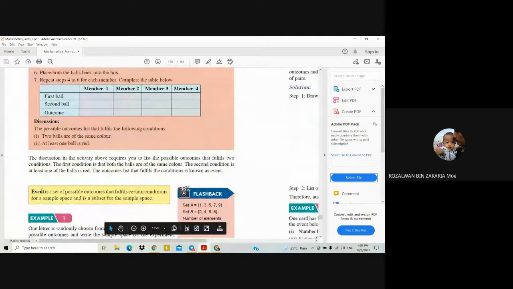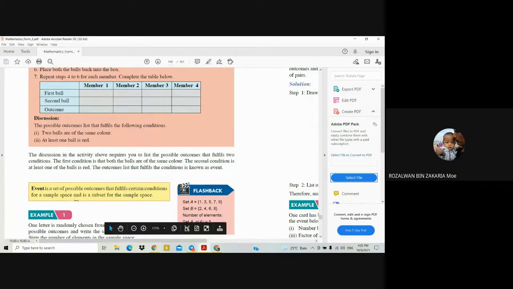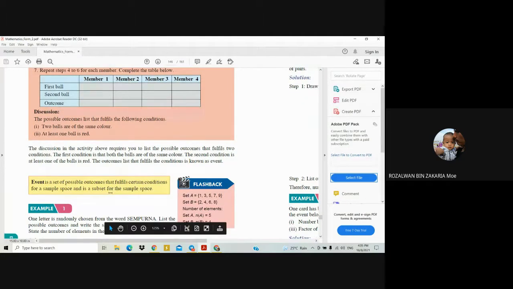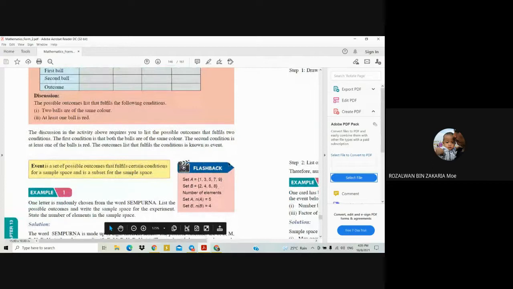Okay, an event is a set of possible outcomes that fulfills a certain condition for a sample space, and is a subset of the sample space. Okay, so some flashback here, what you already learned during Form 1.